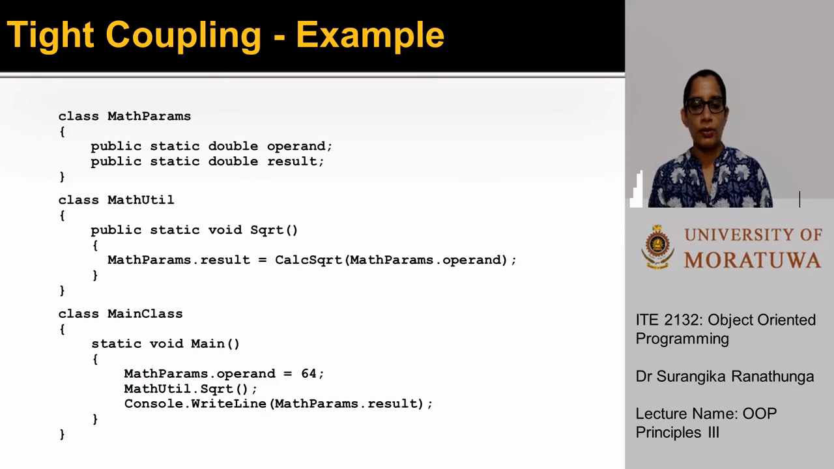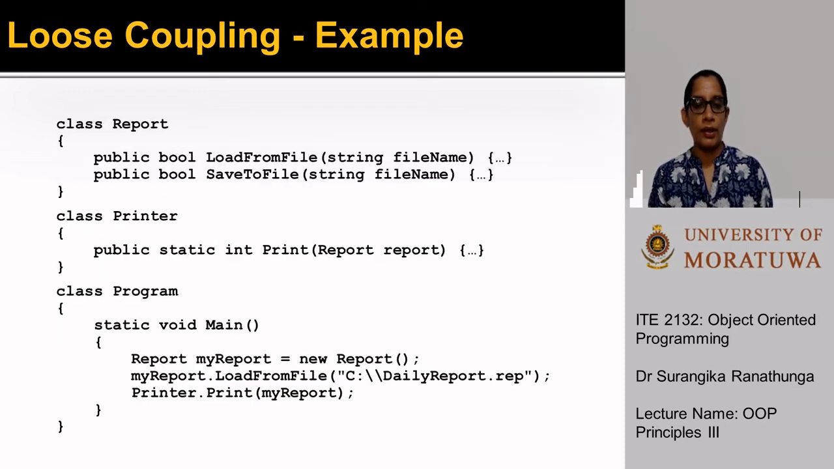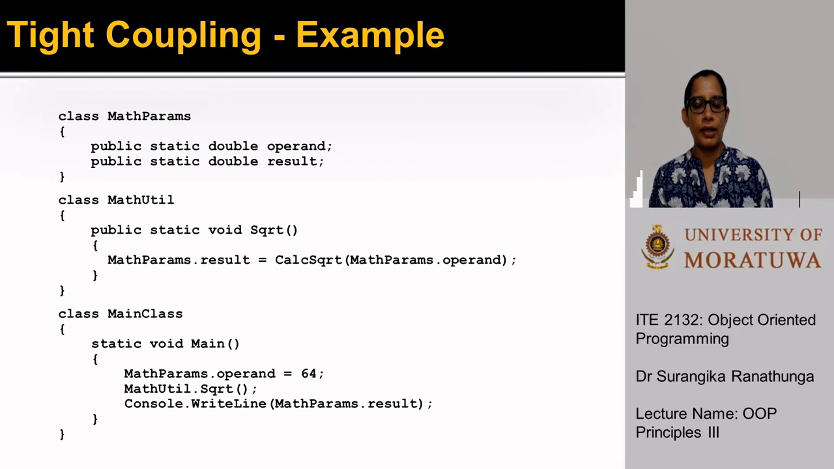If you compare this code with the previous code, the printer will access the report, right? But it does not create a report object. The report object is created by the program, and it takes a parameter. It does not create an object itself. It just takes a parameter. That's the difference here. Here, rather than taking a parameter, it directly accesses. It could have easily taken mathparam.operand as a parameter into the SQRT method.